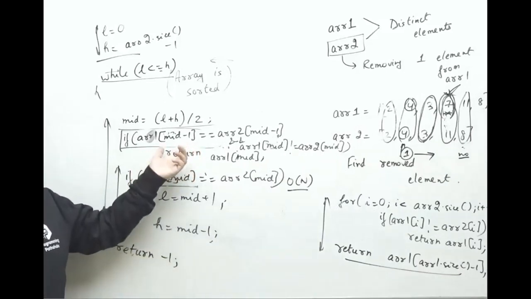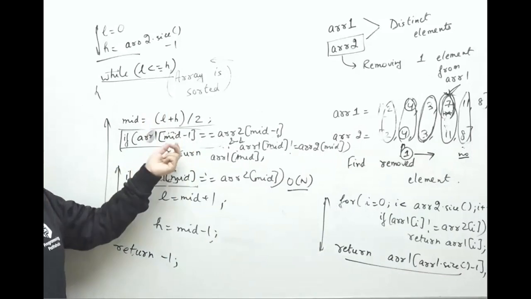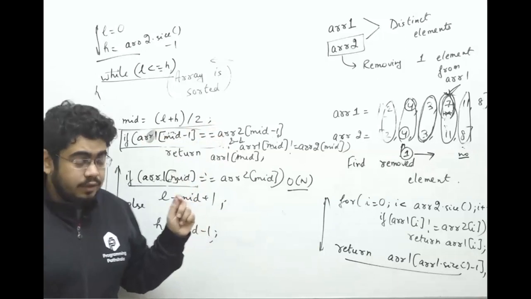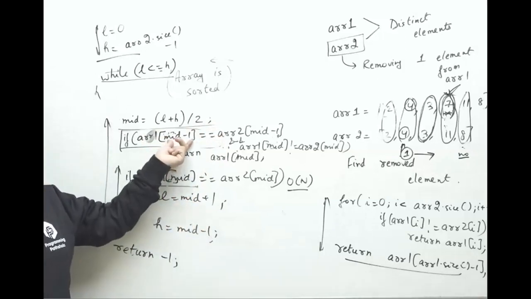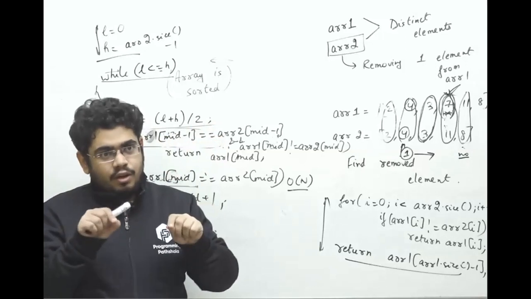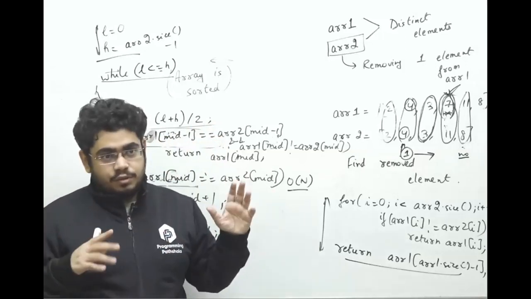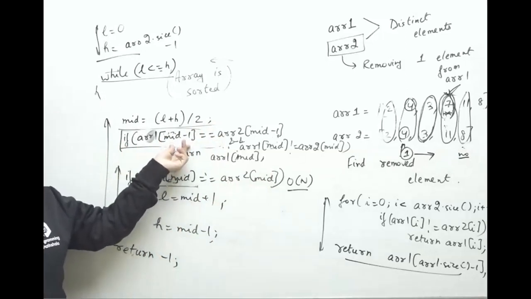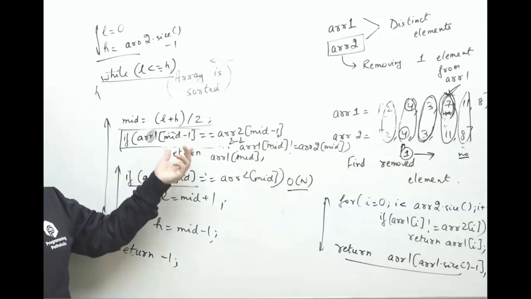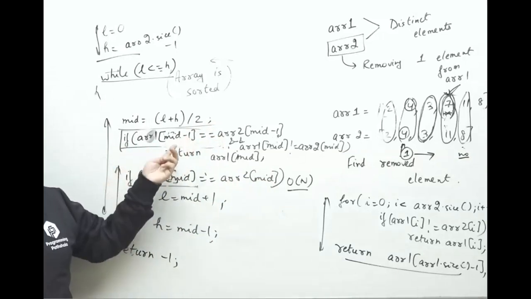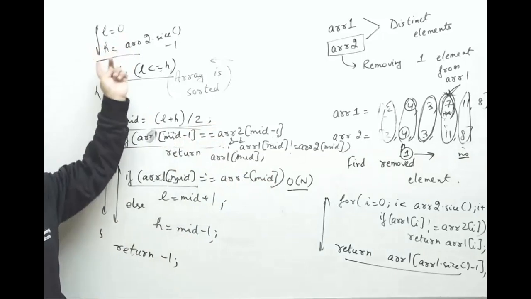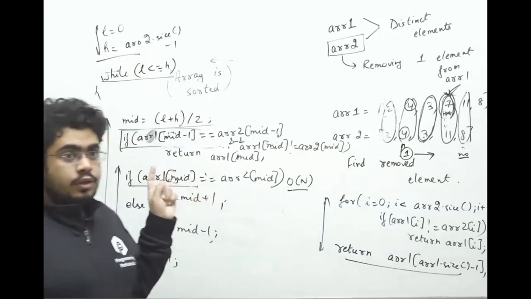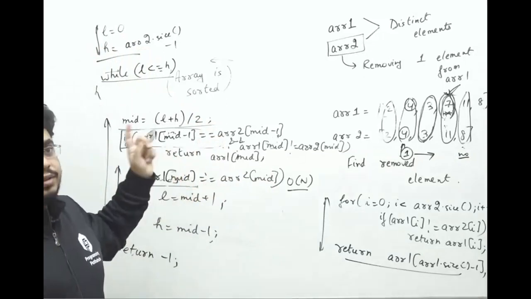Then the condition that Tanush was talking about: when we do mid minus 1, immediately an alarm bell should ring in your mind, can it go out of bound? As soon as you type array of mid minus 1, mid plus 1, mid plus 2, mid minus 2, any such expression, can it ever go out of bound? That is the first thing that should strike your mind. And here, it can. What if mid is 0? When L is 0 and H is 0, mid will be 0, and if I check this, it will be out of bound. So you need to handle when mid is 0 separately.